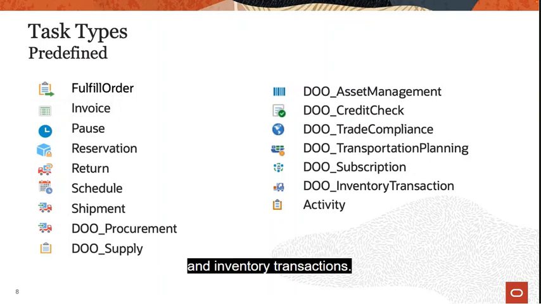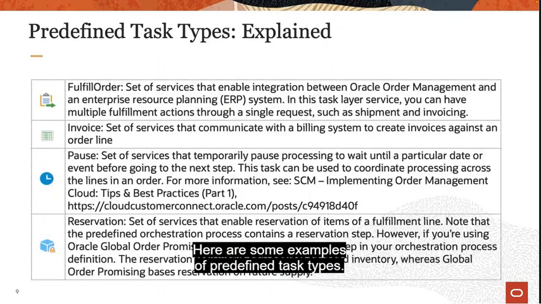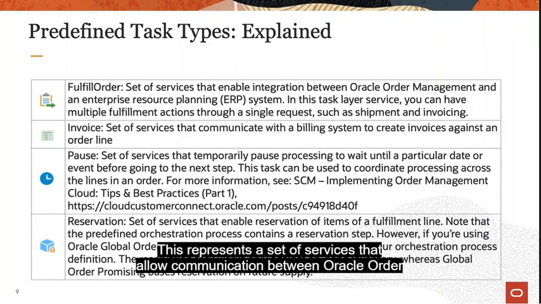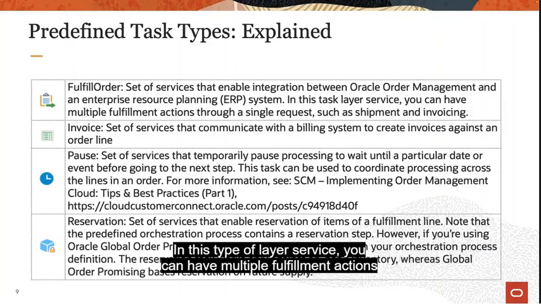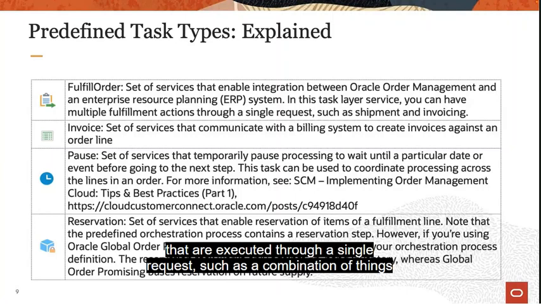Here's some examples of predefined task types. You'll note the first one, fulfill order. This represents a set of services that allow communication between Oracle Order Management and your ERP system. In this type of a layer service, you can have multiple fulfillment actions that are executed through a single request, such as a combination of things like shipment and invoicing.